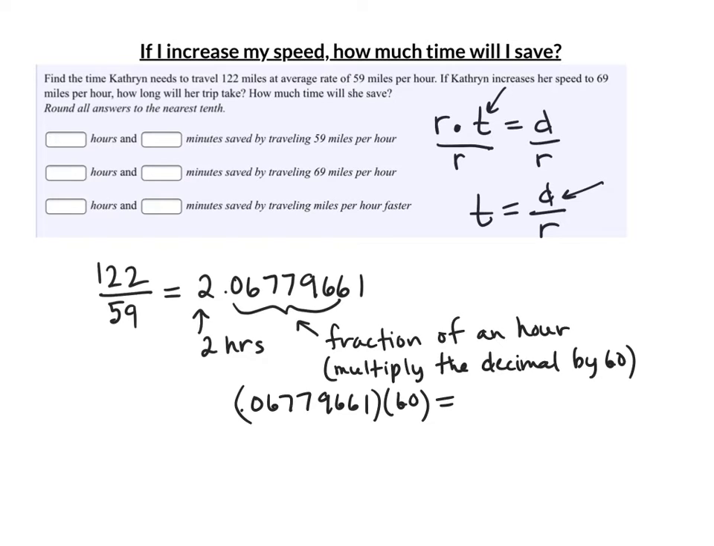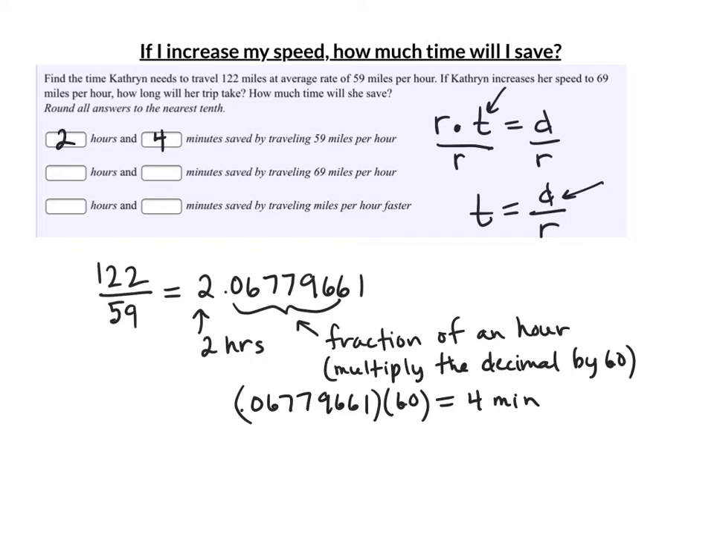The easiest way to do that is take your calculator and subtract 2. That'll give you the decimal. Then hit times 60. And what we see here is, we're going to round to the nearest whole number because it's minutes. This is 4 minutes. So what we have here is 2 hours and 4 minutes. Now we'll do the same thing again for the next one.